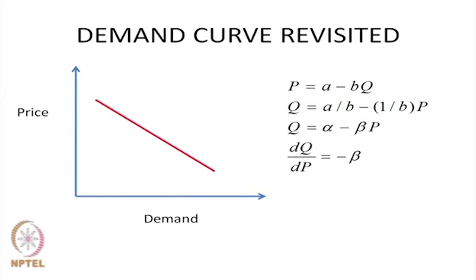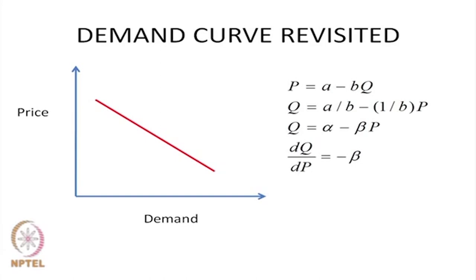As I showed you just now, a demand curve will have a negative slope. We are assuming a straight line relationship between price and demand. So, the equation of this particular line will be P equals A minus B Q, and then Q can be expressed as a function of P. So, it is A divided by B minus 1 by B into P, the price, Q is the quantity demanded in the market.